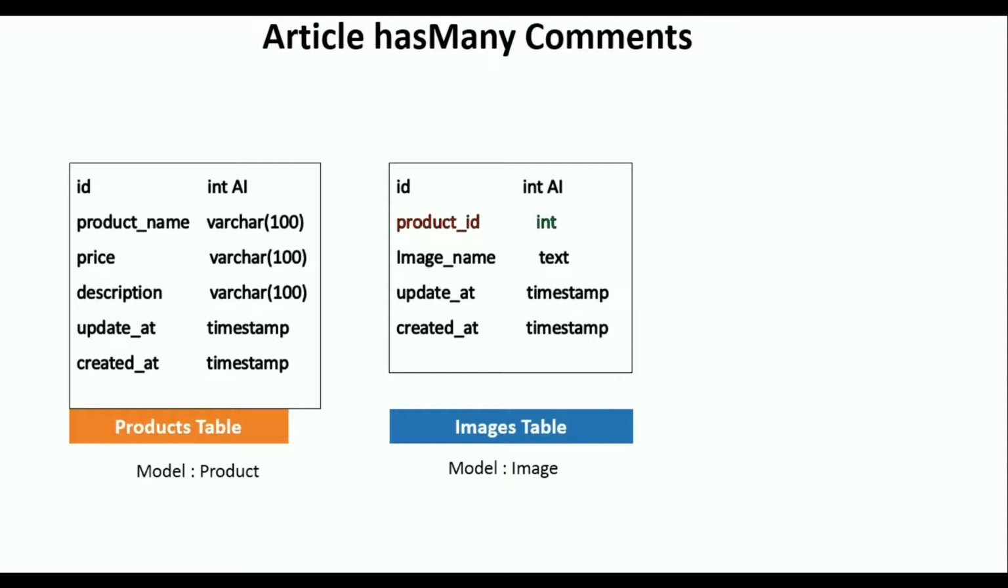I have two tables right now. This is the products table and there is an image table. So the product table has many images. That's why I have taken two tables. The product table is the first table, known as the parent table. And the image table is known as the child table.